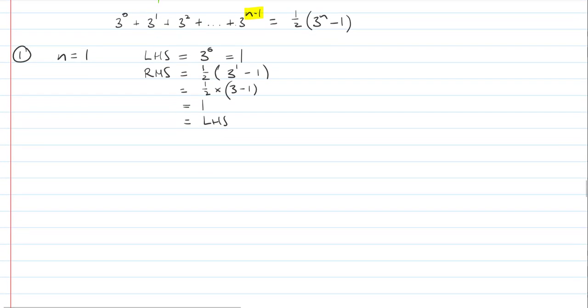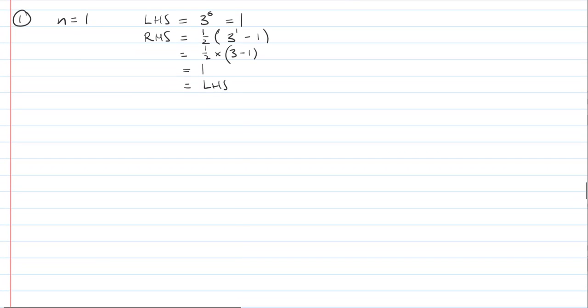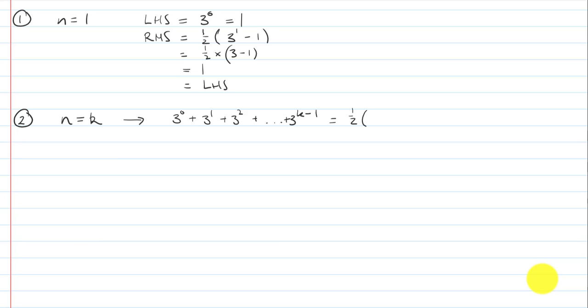Now, I'm going to assume it works for n equals k, and then prove it works for n equals k plus 1, if that's the case. So for n equals k, I get this rule: 3 to the power of 0 plus 3 to the power of 1 plus 3 to the power of 2 plus ... plus 3 to the power of k minus 1, and that's equal to a half 3 to the power of k minus 1, like that. So that's the assumption step.